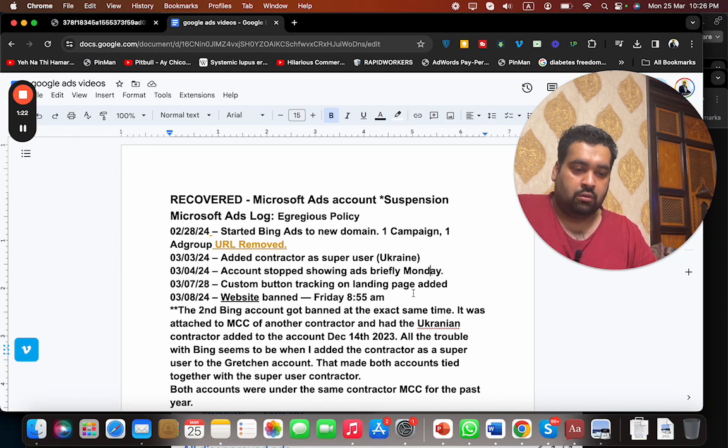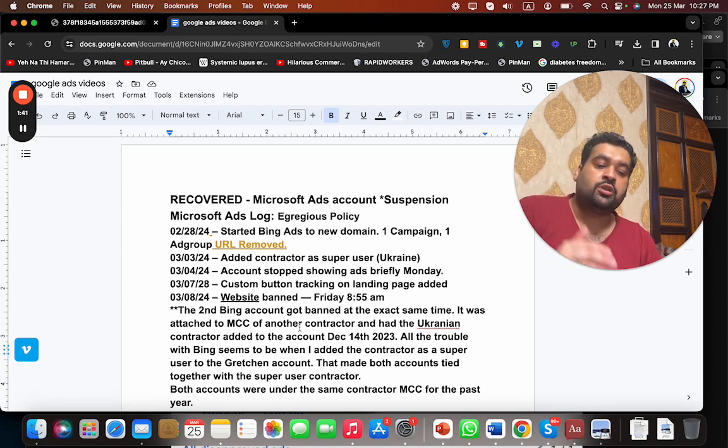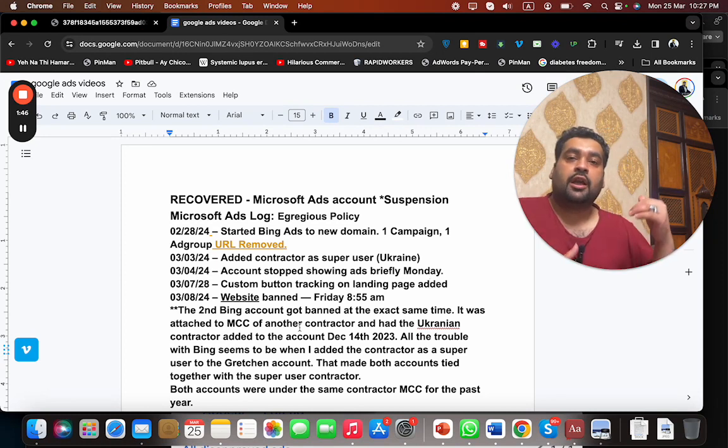And then they added custom button tracking on the landing page, and the website was then suspended on 8th March, Friday, 8:55 a.m. They also have another Bing account which was suspended at the same time. It was attached to the MCC of another contractor and had the Ukrainian contractor. So it was attached to two client managers on Bing Ads, and that was done on December 14th.